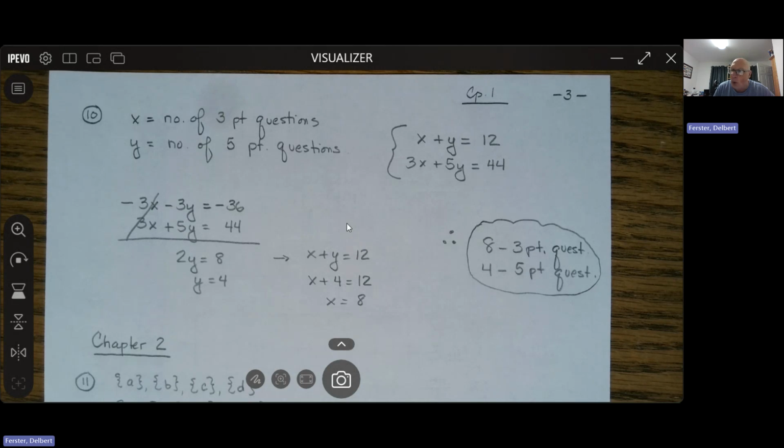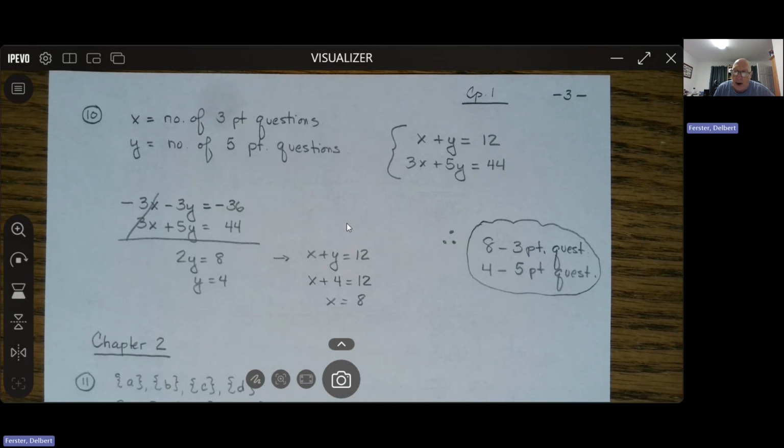Second equation uses point value. So each of the X's were worth 3, each of the Y's were worth 5, and the total points scored were 44. I think the easiest way to solve that system is by elimination. So I chose to multiply the first of those two equations by -3. And that's how you see the -3x minus 3y is equal to -36. And then if I add, the X's will drop out, they'll eliminate. Leaves me 2y is equal to 8. Remember, you're adding the -36 and the 44 on the right side of that equal sign.